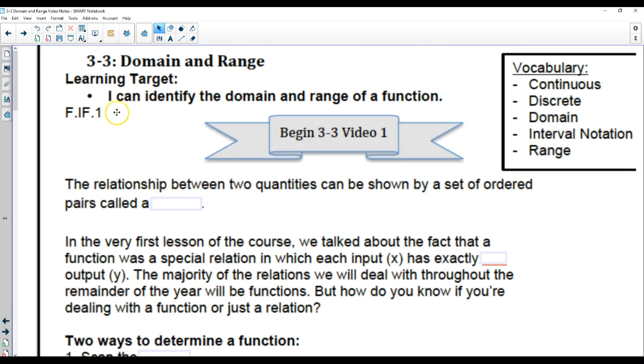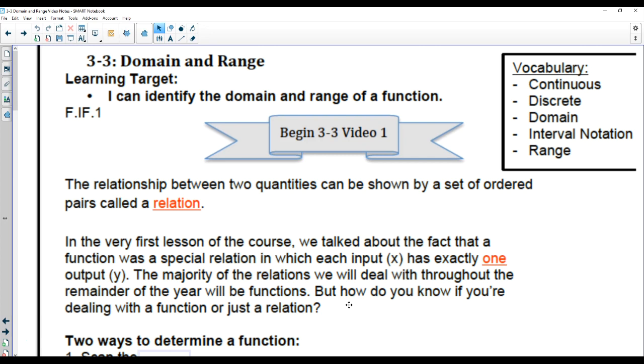So first of all, the learning target for this lesson is that we can identify the domain and range of a function. Remember that your vocabulary can be found in your glossary at the back of your packet if you need it. The relationship between two quantities can be shown by a set of ordered pairs called a relation. In the first lesson, we talked about the fact that a function was a special relation in which each input has exactly one output.